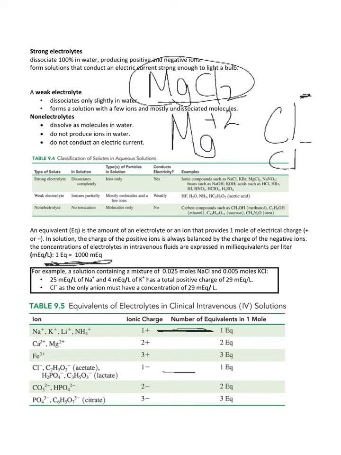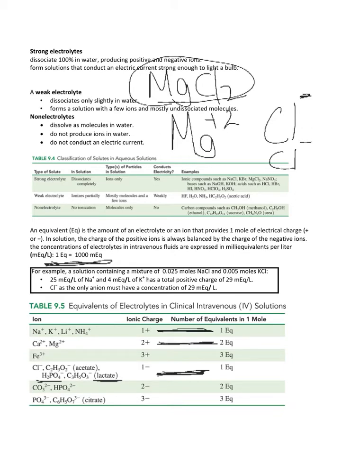Other negatively charged ions with just 1 minus would be acetate, lactate, which is not an ion I asked you to memorize, dihydrogen phosphate, which is another one that I haven't asked you to memorize, but if you were told that it had a -1 charge, you would know that there would be 1 equivalent in 1 mole. Likewise, something that has a 2 plus charge, like calcium, magnesium, strontium, anything in group 2, right, that has a 2 plus charge would have 2 equivalents in 1 mole.